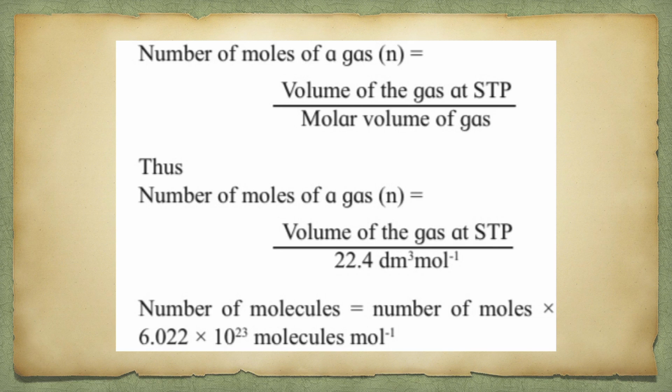And you know what is molar volume of gas? That is nothing but equal to what? 22.4 liters or 22.4 dm cube. So I'll just substitute that value. So that is the next equation which is written over there. Number of moles of a gas, small n, is equal to volume of the gas at STP upon 22.4 dm cube mole inverse. And one more thing, if it is a substance, number of moles of a substance is equal to given mass upon molar mass.